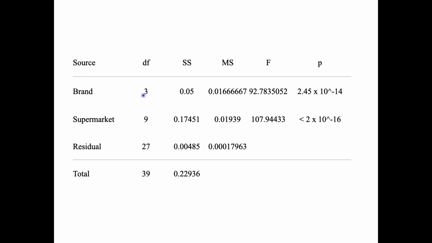And then once you have these numbers, the degrees of freedom and the sums of squares, it's all just the same math that we've used before. Mean squared is sum squared divided by degrees of freedom. You get the mean squares. The F statistic for brand is the mean squared brand divided by mean squared residual, which is 92.7. Mean squared supermarket divided by mean squared residual is 107.9. And both of these things are super duper significant.